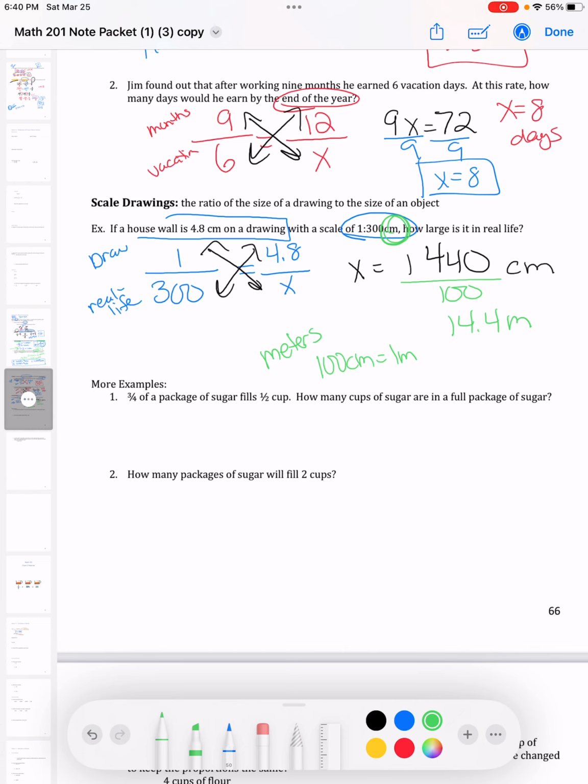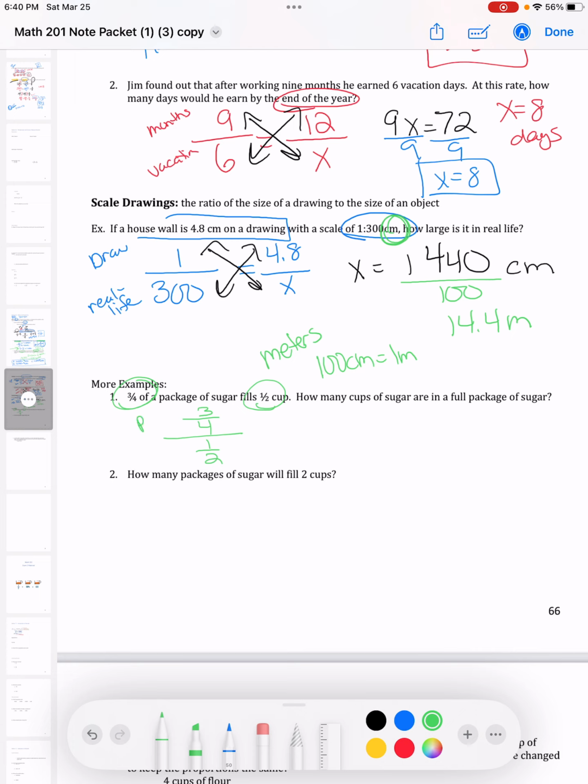Now last here are some examples using recipes, and for some reason the recipes really get people, and I think that's because they a lot of time have fractions. So when we have fractions within fractions, it kind of throws people for a little bit of a loop here. So I want to set one of these up. Let's say that 3/4 a package of sugar fills 1/2 cup. So I'm going to set this up, and I know I said we can't leave fractions within fractions. My final answer won't look like this, but for now, I'm going to set it up like this.